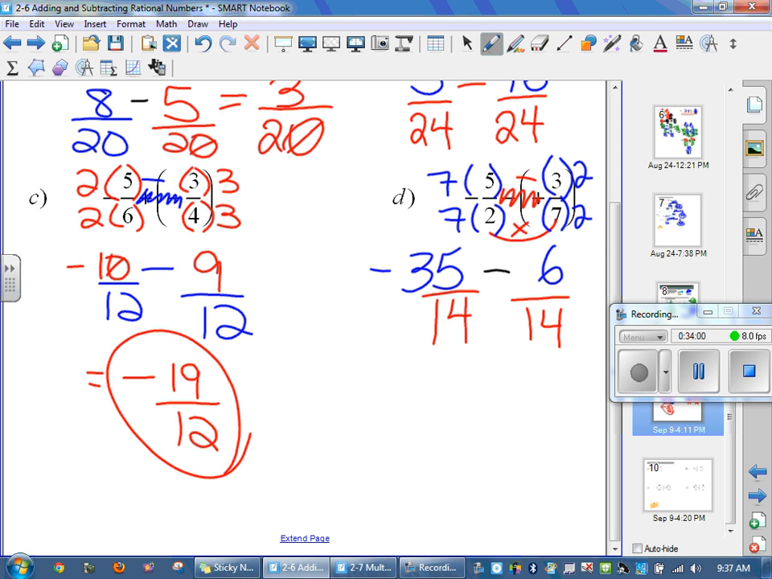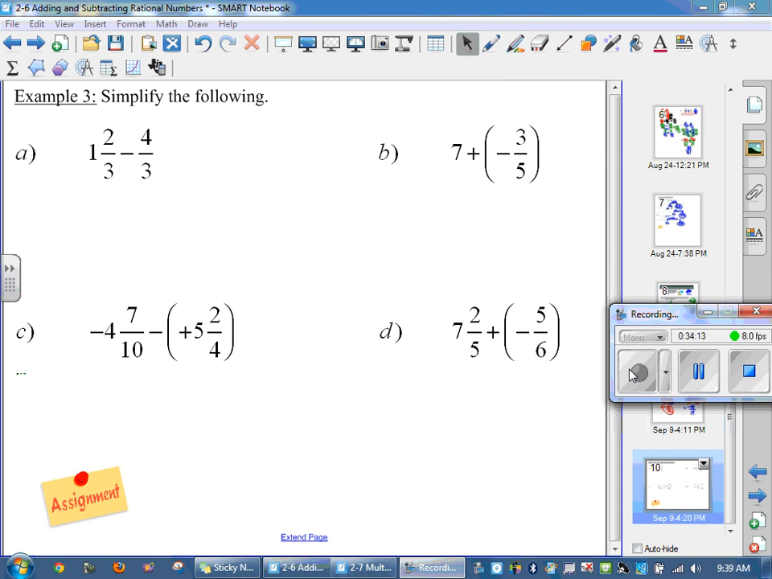Check your work. Okay, the first thing we have to do with all these ones, on every single question, first thing we're going to do is change it to improper fractions. So over here, 3 times 1 plus 2 gives me 5 over 3, subtracting 4 over 3. My bottoms are the same, subtract your tops, 1 over 3.